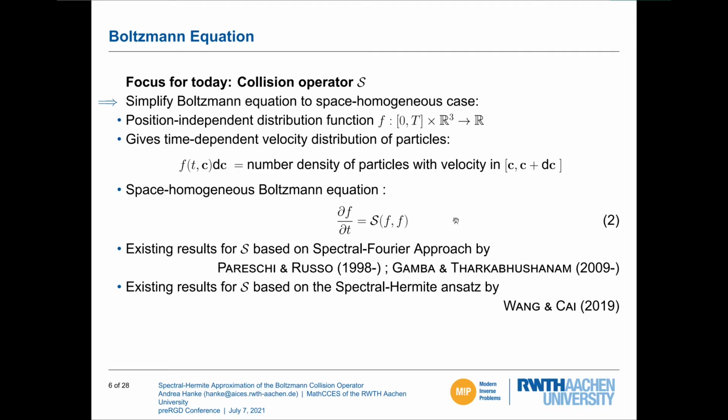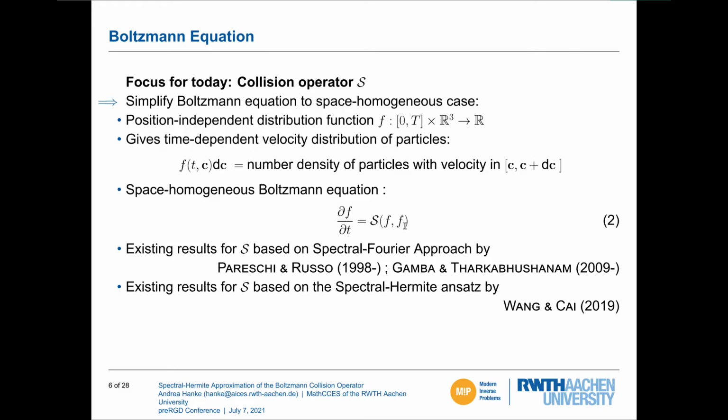So first of all, we're going to simplify the Boltzmann equation to a space homogeneous case. We make our distribution function position independent. So this just gives a time-dependent velocity distribution of particles. We end up with the space homogeneous Boltzmann equation, where the evolution of the distribution function in time is only given by the collision of the particles within the gas.